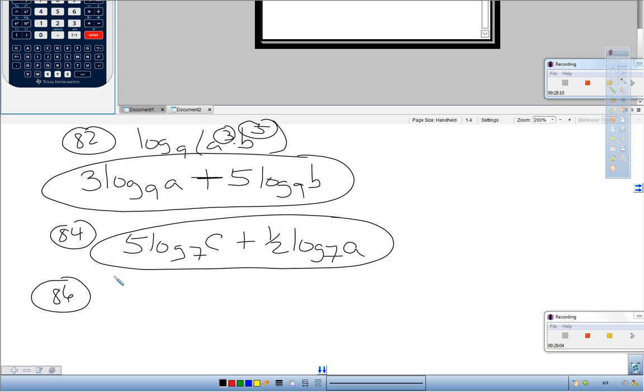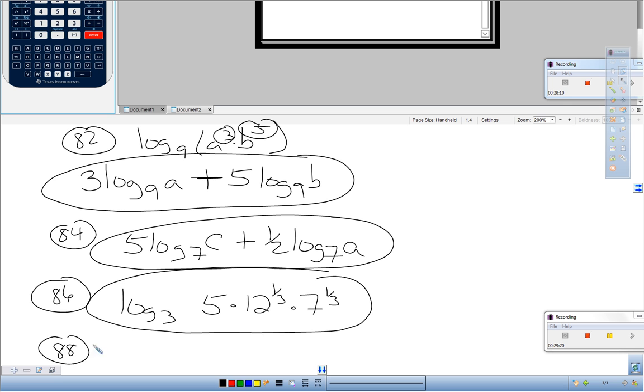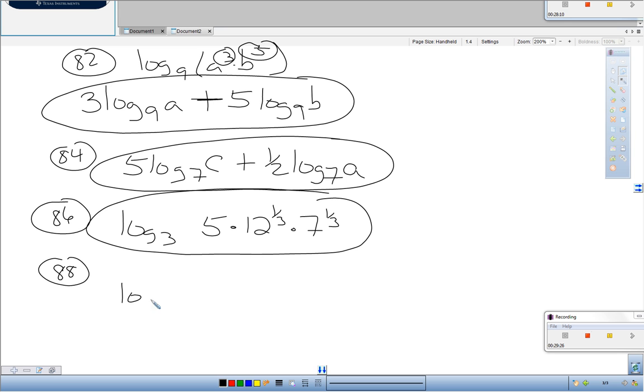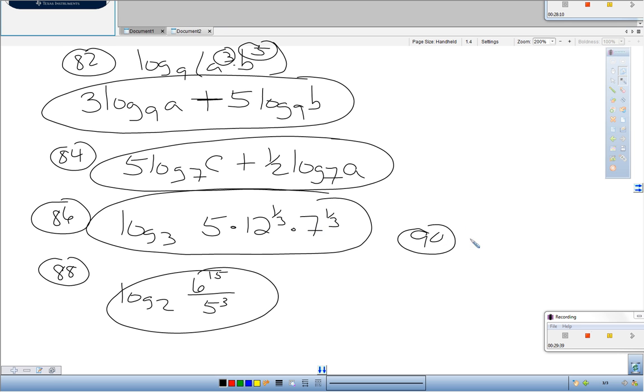For 86, you're going to condense that down, and so here's what you're going to get. You're going to get log base 3 of 5 times 12 to the 1/3 times 7 to the 1/3, and that will be your answer for 86. For 88, if you condense that down, you're going to get log base 2 of 6 to the 15th over 5 to the 3rd. Alright? Now, for number 90, it wants you to solve it. For number 90, I've got log base 9 of 4n is equal to 2.